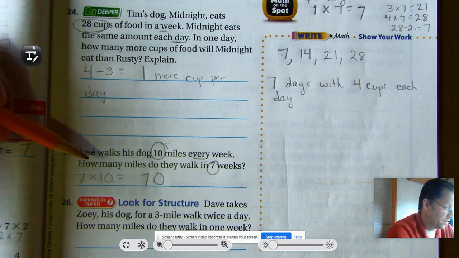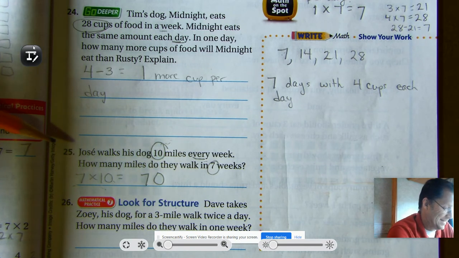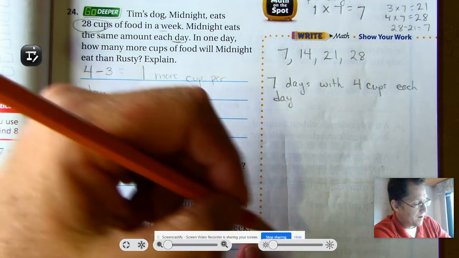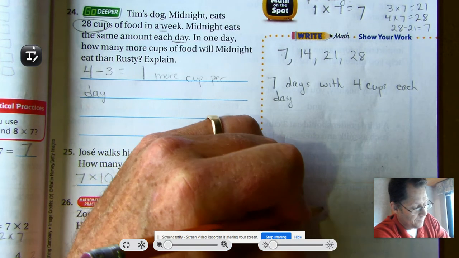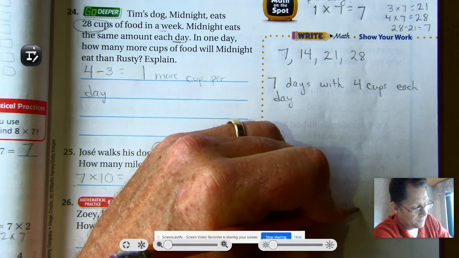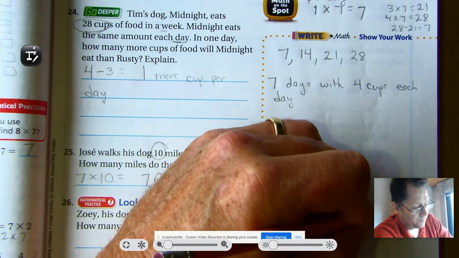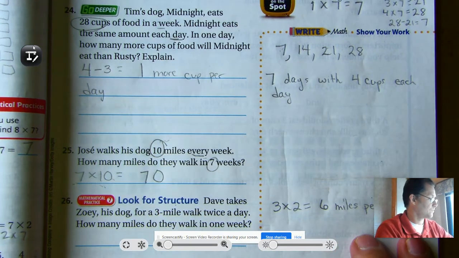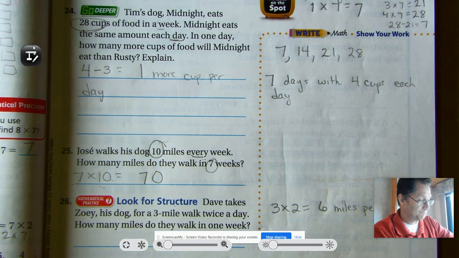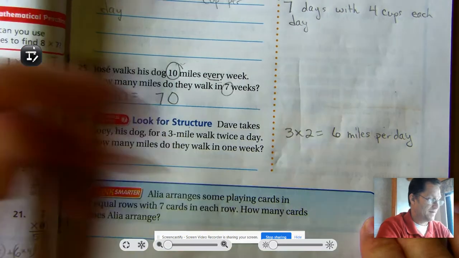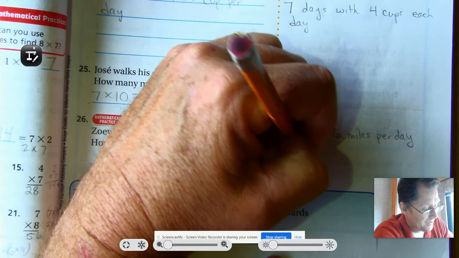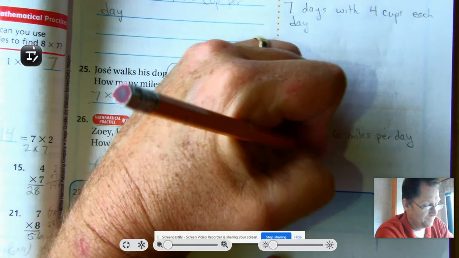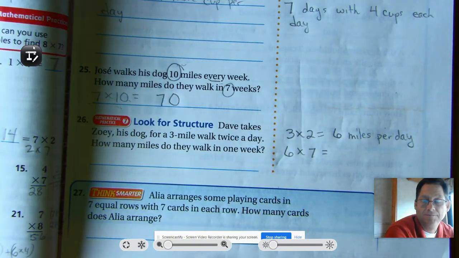Dave takes Zoe, his dog, for a 3-mile walk twice a day. How many miles do they walk in 1 week? So 3 miles twice a day. 3 times 2 would be 6 miles per day. But that wasn't our question. Our question was how many miles do they walk in 1 week? So now we go 6 miles per day times 7 days, and we need to figure that out.